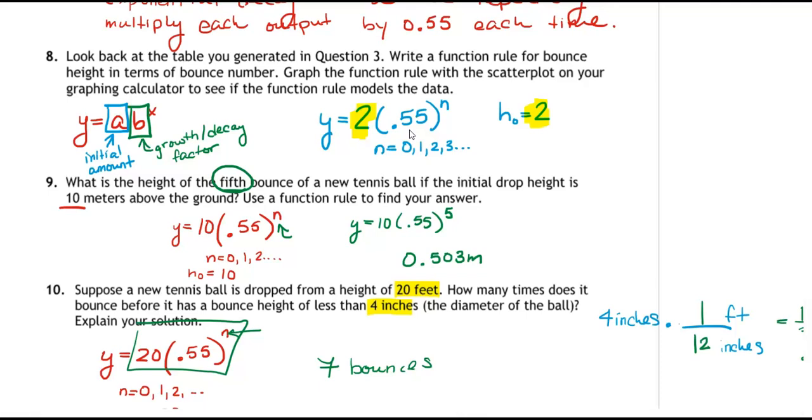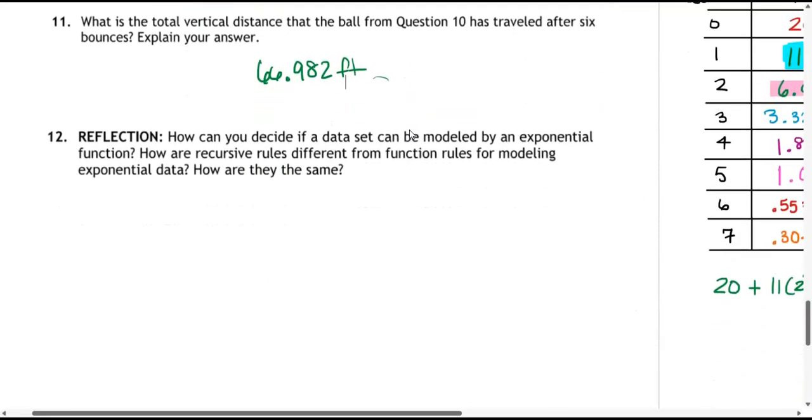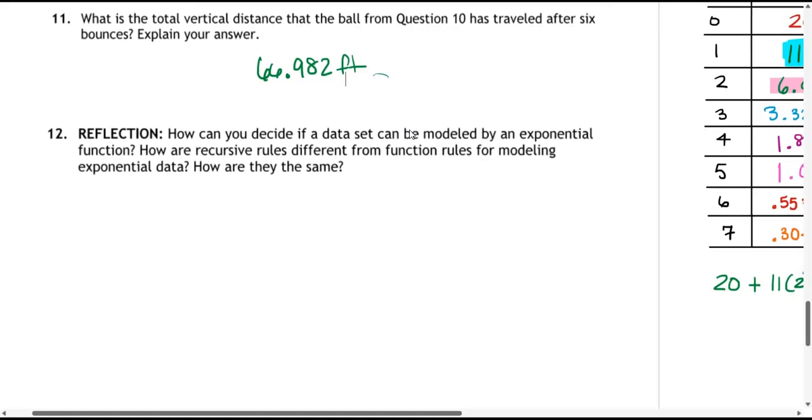But again, they're different because I can actually just take something and plug it in for n in this function rule and get an output and know exactly what the number is for that term in my sequence. I can't do that with the recursive rule. So that's basically the gist of the most important differences.